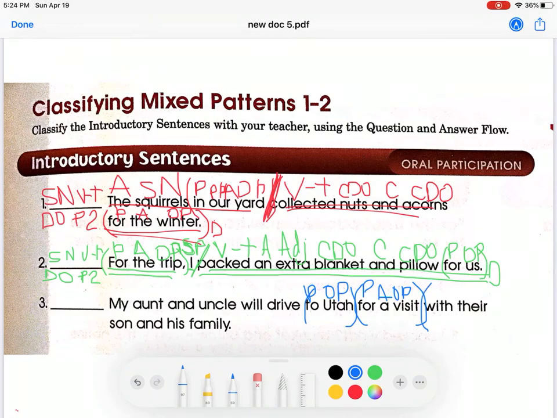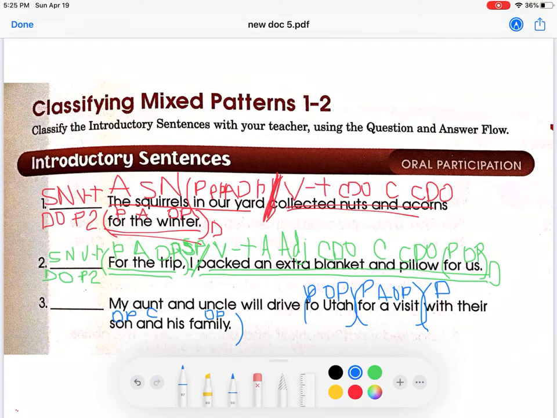With what? Well, let's take a look. Hold on. With their son and his family. So with what? Son and family. So with is our preposition. Son and family are our nouns that are objects of the preposition. This one's a little tricky because we have our conjunction. Now remember, we want the objects of the prepositions to be nouns. So that's why I said son and family.